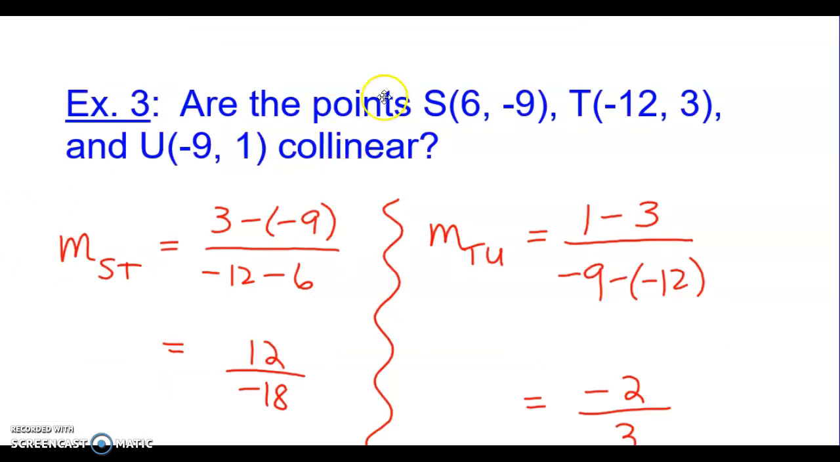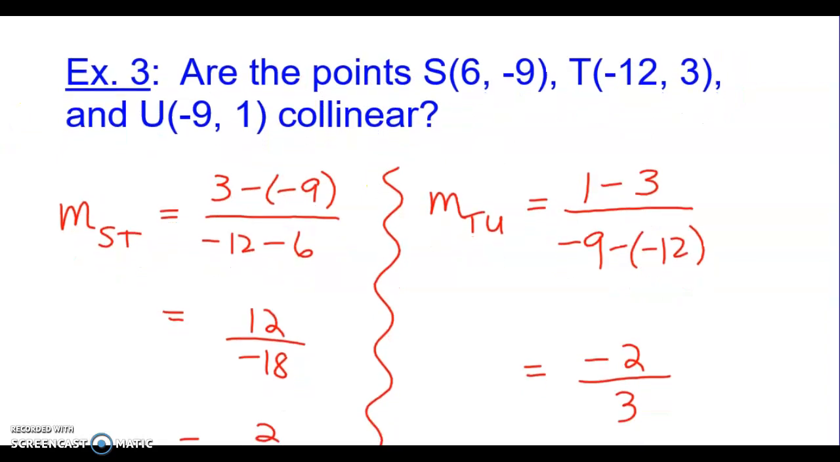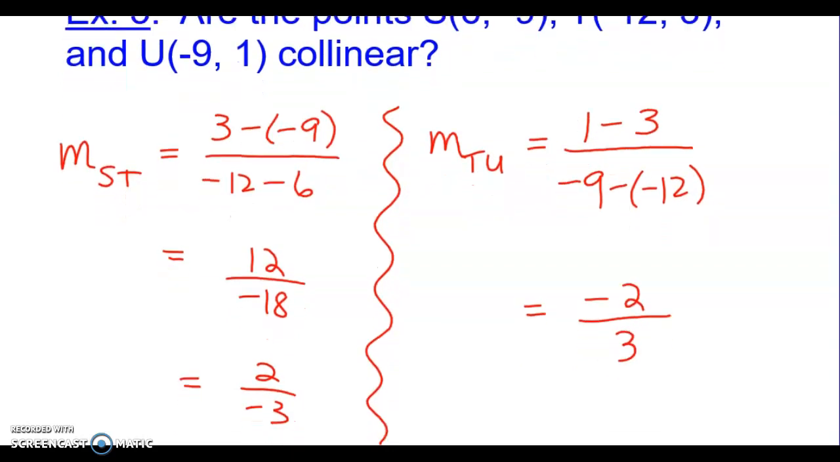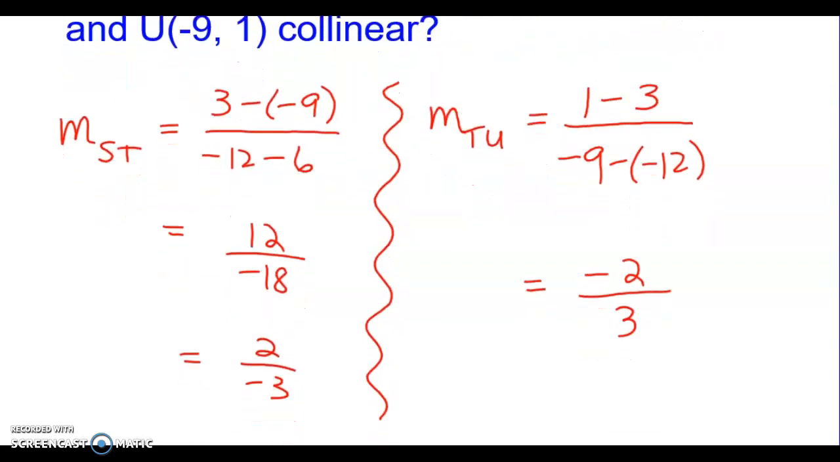Example 3. Are the points S, T, and U collinear? So I'm going to start by calculating the slope between points S and T. Using my slope formula, I end up with the slope between points S and T is negative 2/3, 2 over negative 3. That negative, remember, can be top, bottom, or middle. We like to keep it at the top if possible.